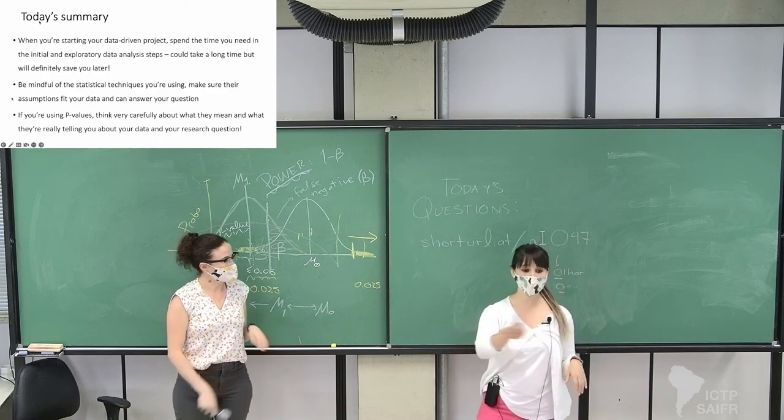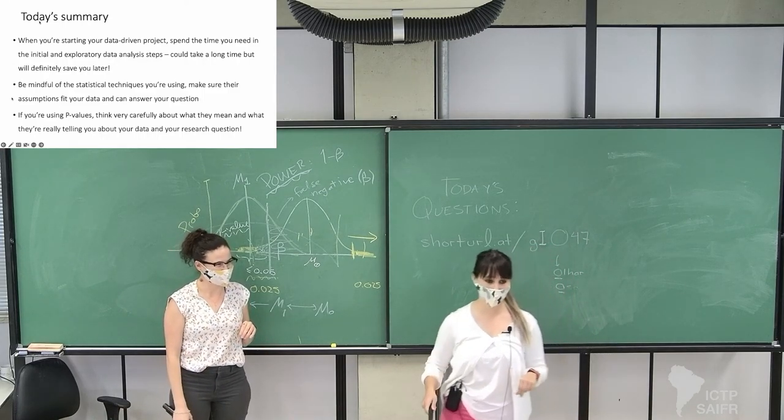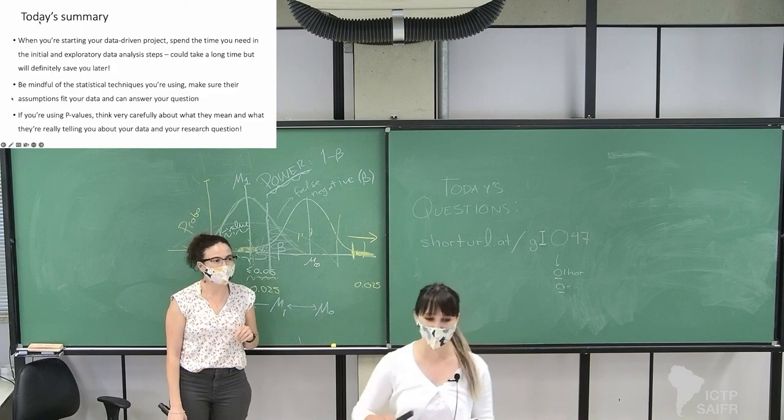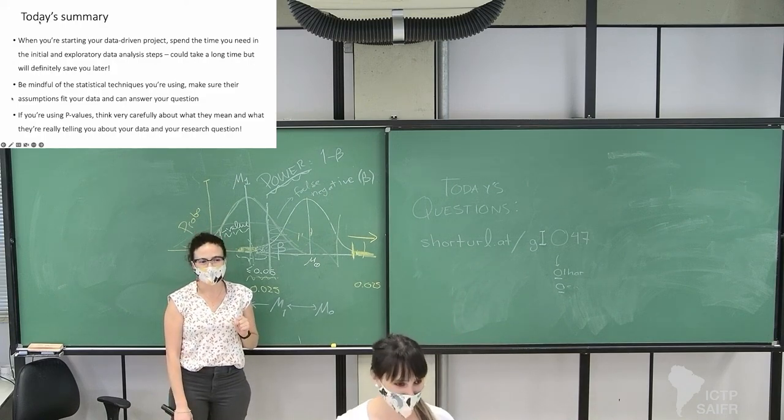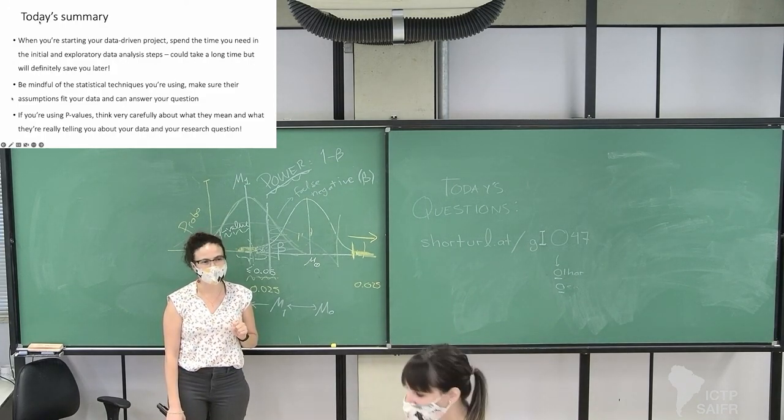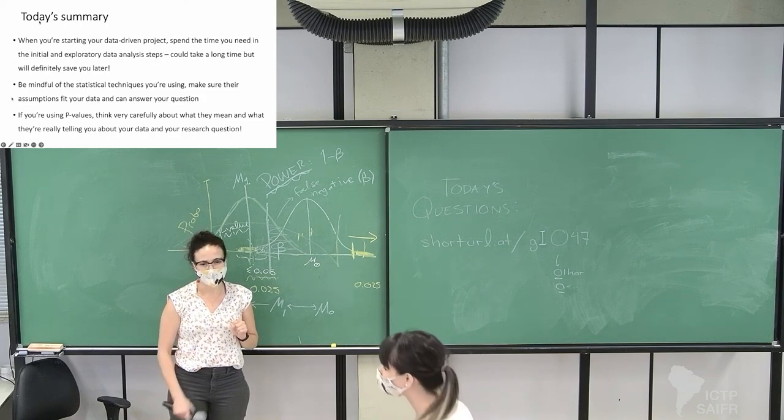But finally, if you're confused, this is a good thing. This is a good outcome from this class. If you thought you understood the p-value and now you're confused, it's good. Because I thought I understood the p-value when I took a statistics class, and then I realized I really didn't. So it's a good outcome.